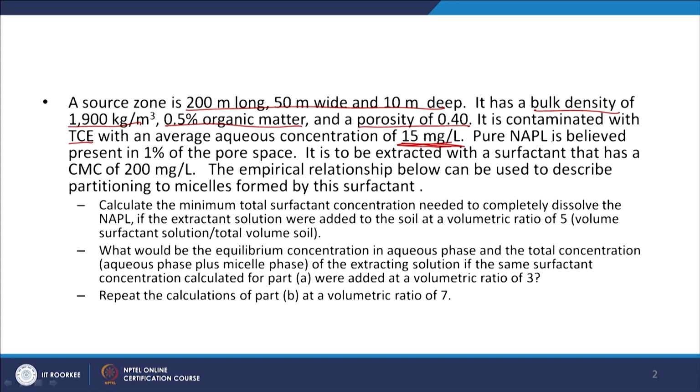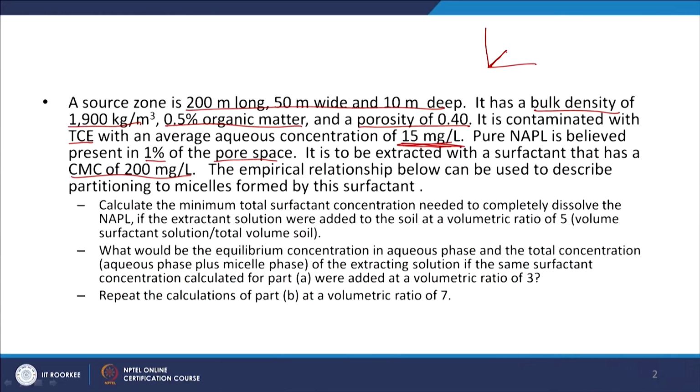Pure NAPL is believed to be present in 1% of the pore space, and it is to be extracted with a surfactant that has a CMC of 200 milligram per liter. What is this about? As you know, initially when you start putting in the surfactant, most of it will be at the interface, or the surfactant will occupy the interfaces, and after that, the threshold being the critical micelle concentration, which is the CMC, you will have formation of the relevant micelle.